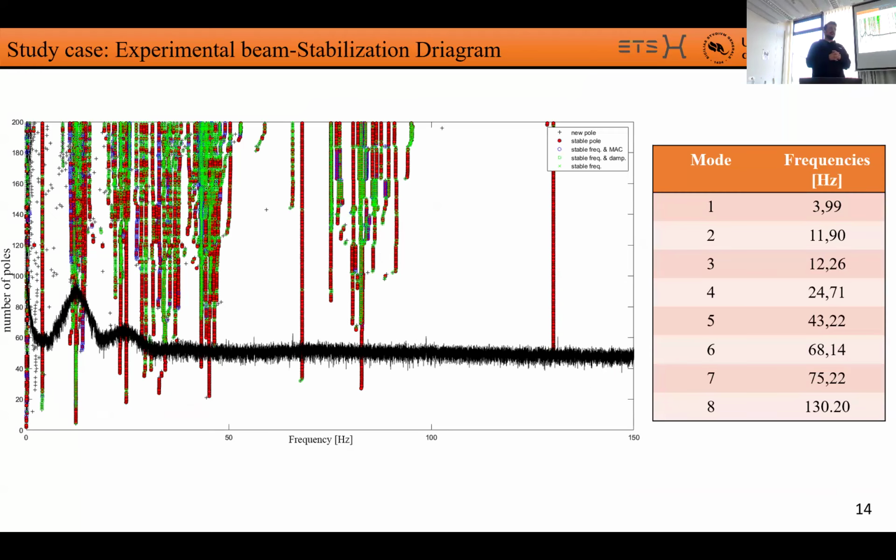With the code, in this case, I used a very high value of both time lag and model order. As you can see here, the stabilization diagram is very confused. You cannot identify the frequencies of the beam very well. Anyway, we got some frequencies. We also did the FEM model to compare the results, and basically the frequencies were the same, except for two frequencies, 11.90 and 43.22.